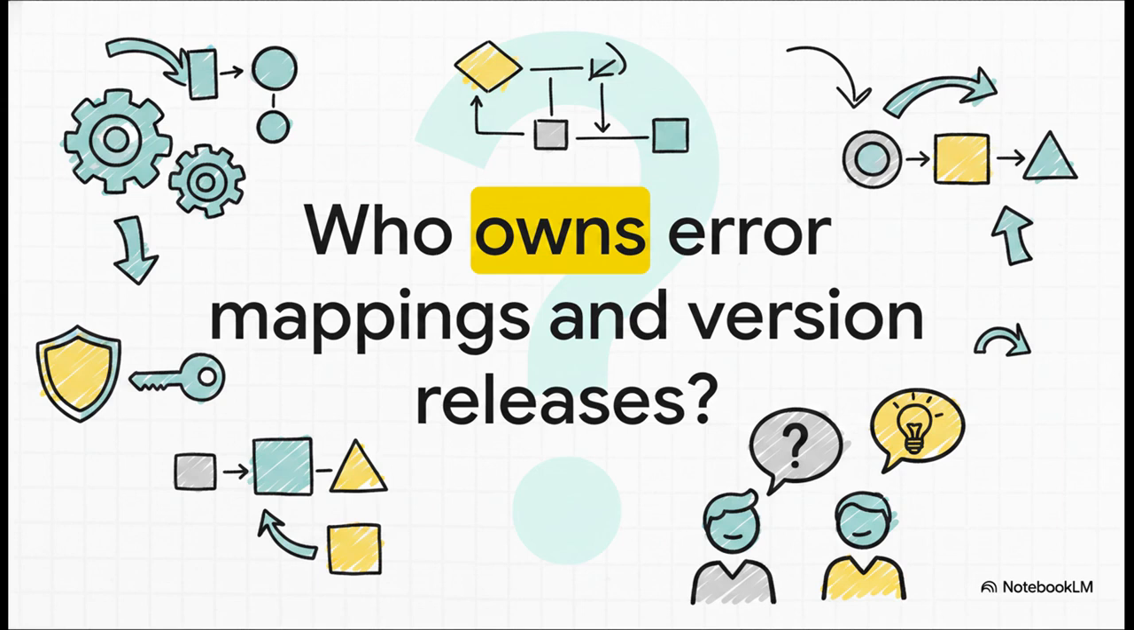And finally, step 8, assign ownership and versioning. A shared client library needs a champion. Who actually updates the error mappings? Who defines the default timeouts? Who owns the version releases? And who makes sure downstream services upgrade safely? Without clear ownership, the client library just becomes shared infrastructure without a clear operator.